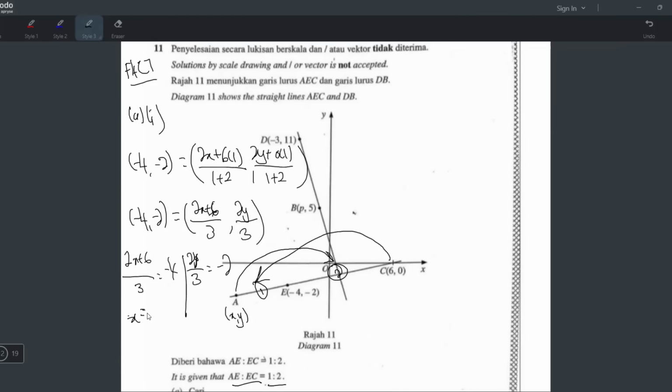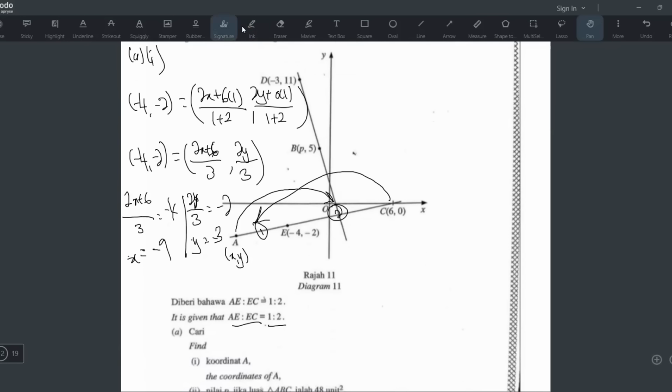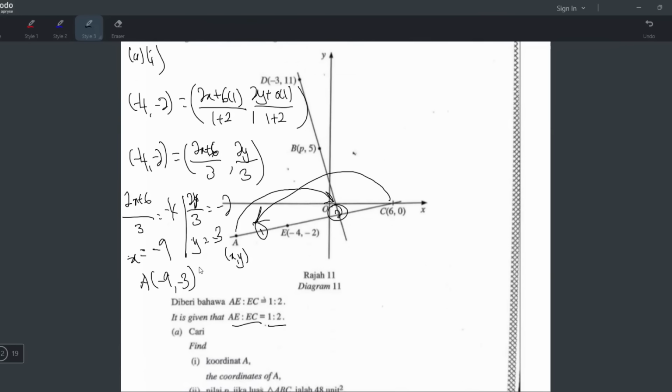How to find x? First pindah 3 dulu, -4 times 3, -12. And then pindah 6 jadi -6. -12 minus 6, -18. And then pindah 2 jadi bagi 2, -18 bagi 2, -9. Next one, cari y. Okay, first pindah 3 jadi darab, -2 darab 3, -6. And then pindah 2 jadi bahagi, -6 bagi 2, -3. But, so this is your coordinate A lah. Tapi soalan suruh cari point A, right? So I think you have to write sekali lagi A bracket and then tulis -9, -3. Kalau nak dapat full mark, kena tulis macam ni. Yeah, because this is how we write coordinates.